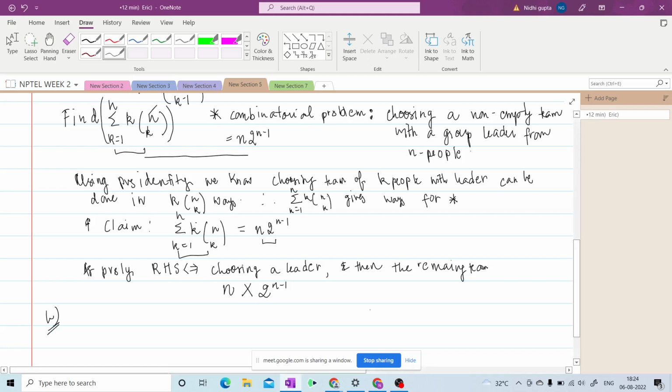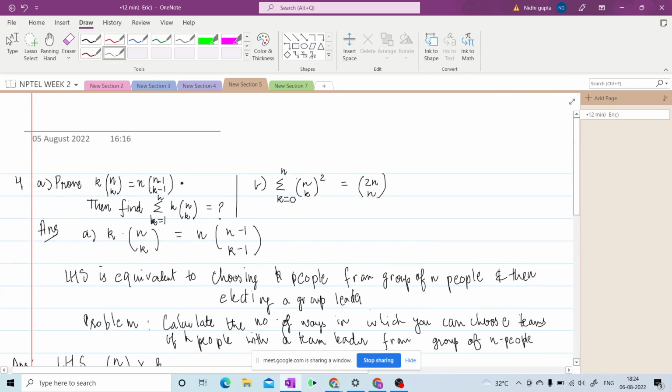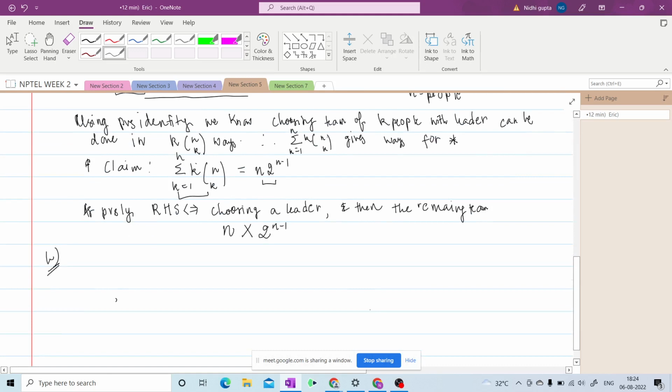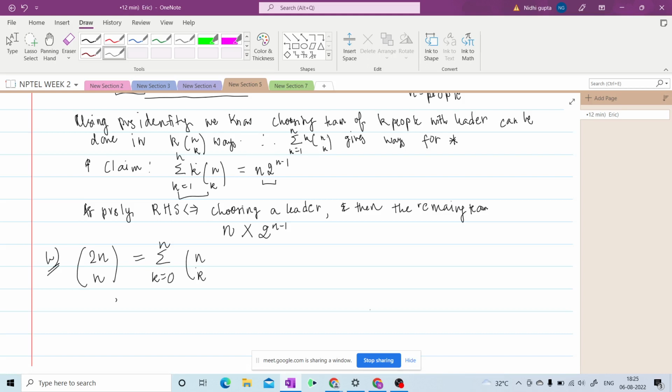Yeah, understood. Okay, now we have a similar question. We have a similar identity. How do we do this? 2n choose n is equal to our claim, which is this. Now can we find a problem for this?